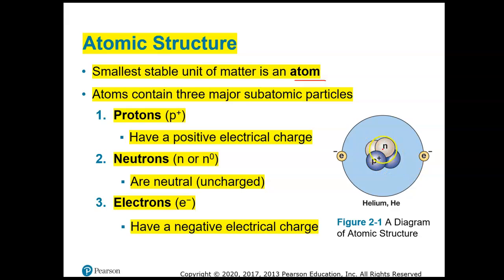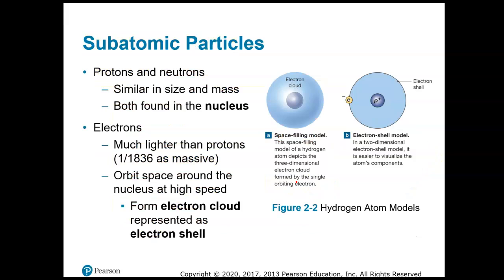Now, the neutrons do not have a charge at all. They have a neutral charge. Protons have a positive charge and electrons have a negative charge. So what do you need to know about these subatomic particles? You need to know their charge and you need to know their location, whether or not, like protons and neutrons are located in the nucleus and electrons are located outside the nucleus.